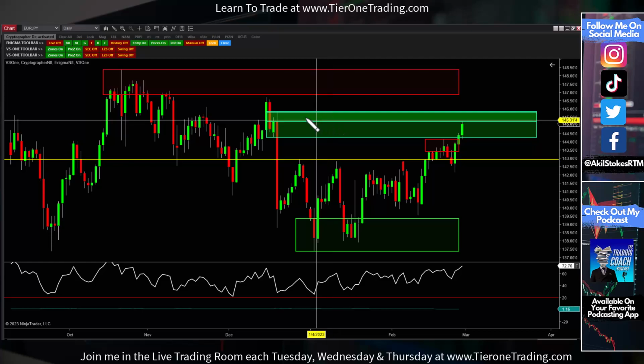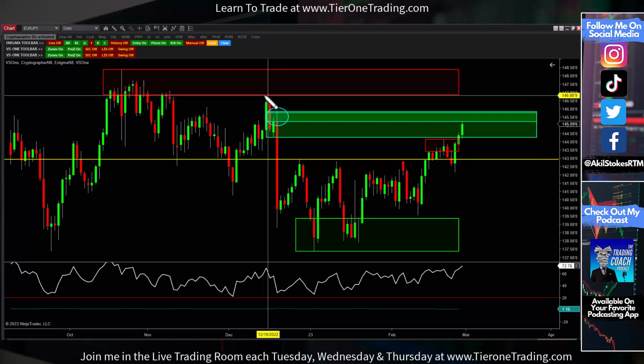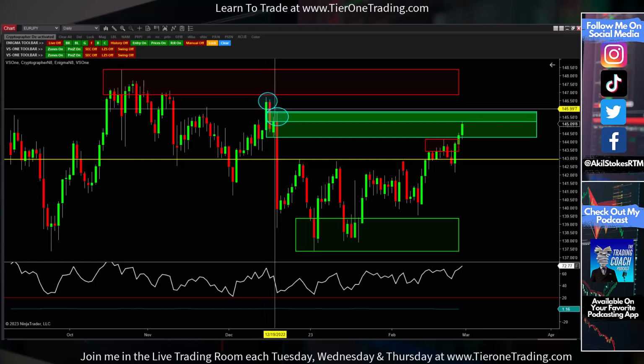So we have our main level of structure right here that we're looking at, but right above that, we have an overlapping level of structure. And even above that, we've got a big old VS1 level as well. So that may make it difficult to place safe stops.